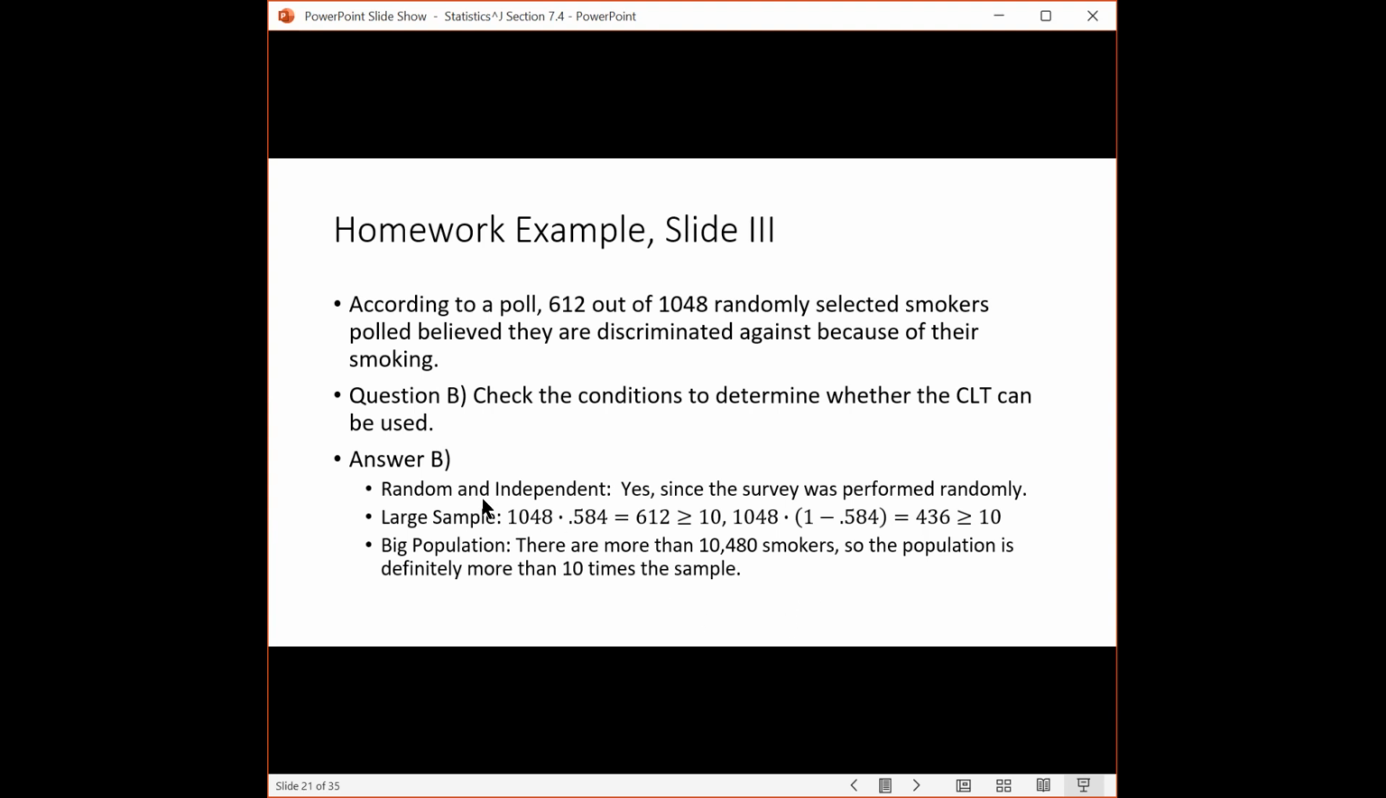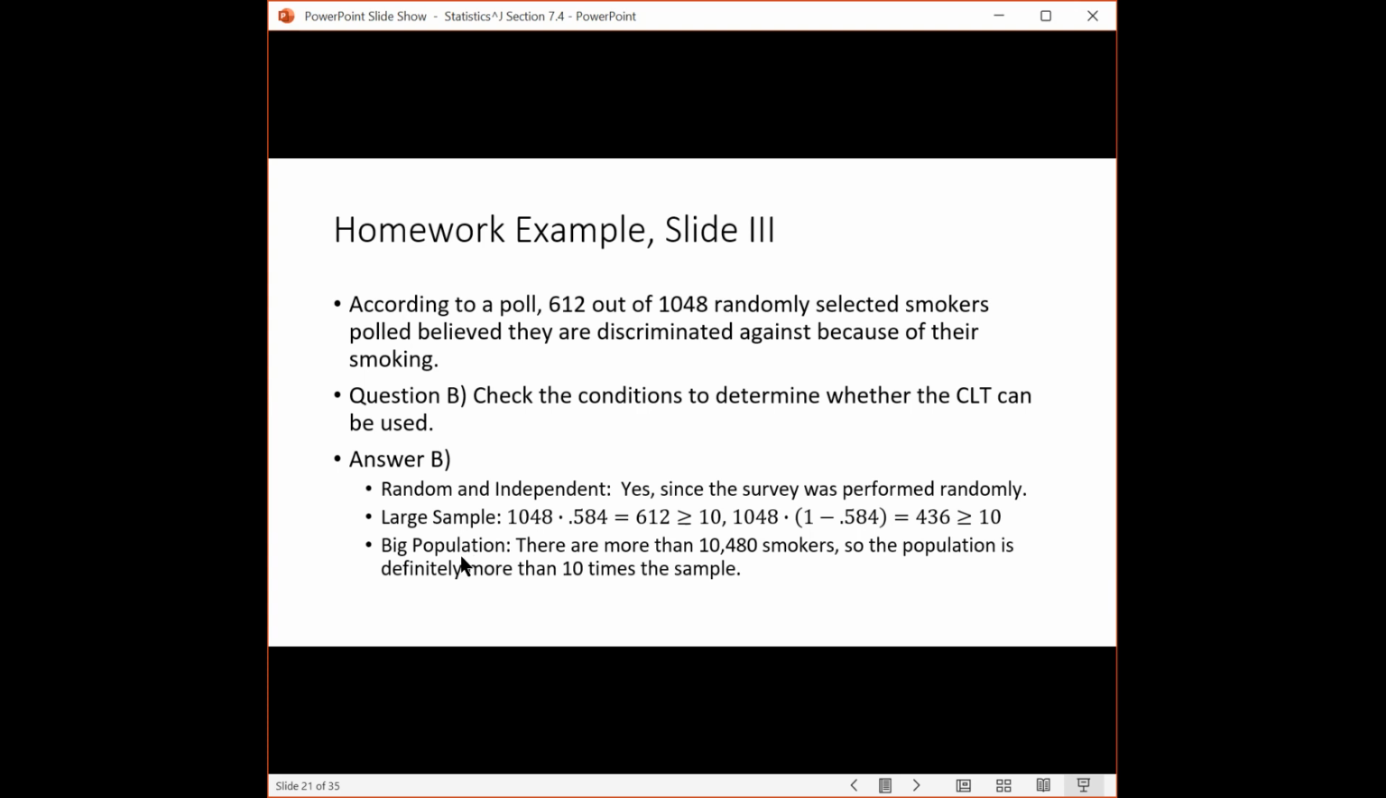Anyway, in the previous section, we checked central limit theorem stuff, and so we're just doing that check again from the last section. So random and independent, yes, that's from the word randomly given here. Large sample: take the percent here, which is 58.4%, multiply it by 1,048, so you get 612 yeses. And then we want to do 1,048 times the no's proportion, and you get 436. Both of them are bigger than 10, so our sample's big enough.